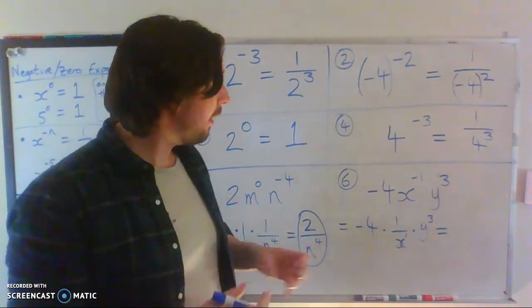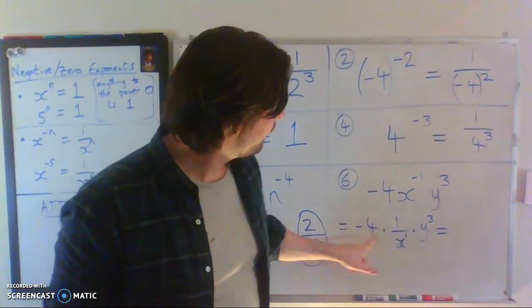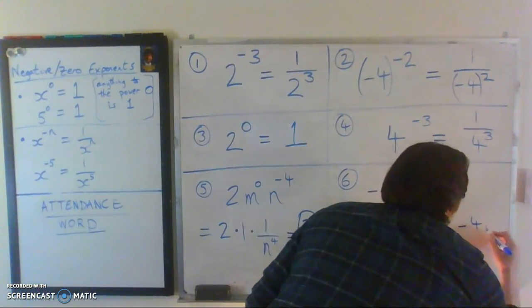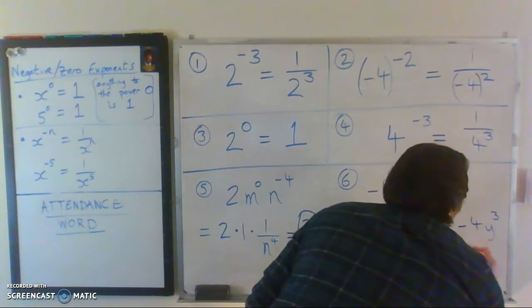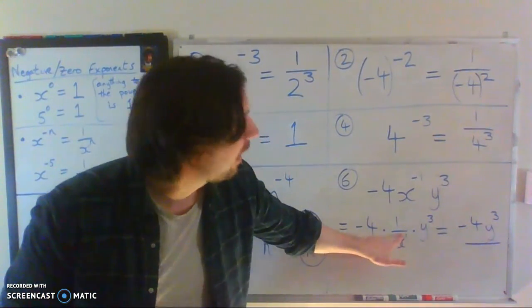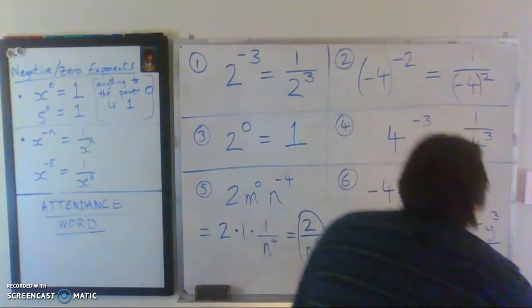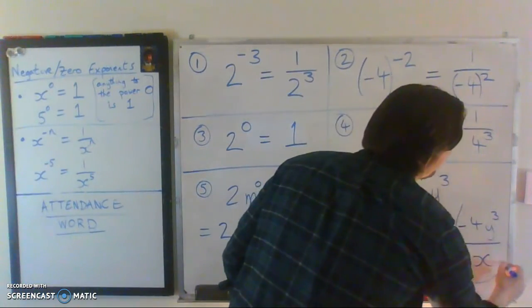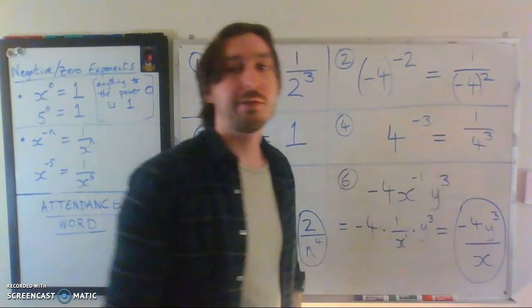Joining these all together now, I've got a negative 4 and a y to the 3 on top of my fraction. And then as the denominator, I've just got this x to the power of 1 on the bottom. Now you can write x to the power of 1, or you can just write x, because it's the same thing.